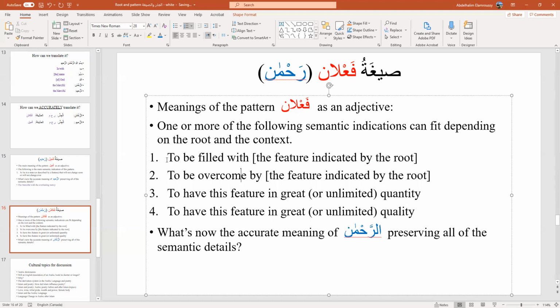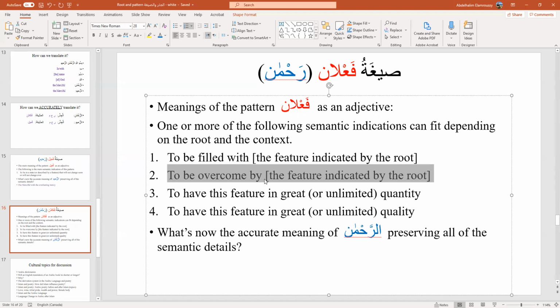So the first is to be filled with the feature indicated by the root. In this case, Rahman means the one who is filled with mercy. And this can fit the meaning definitely. The second semantic indication is to be overcome by the feature indicated by the root. So in the case of Rahman, it means to be overcome by mercy.